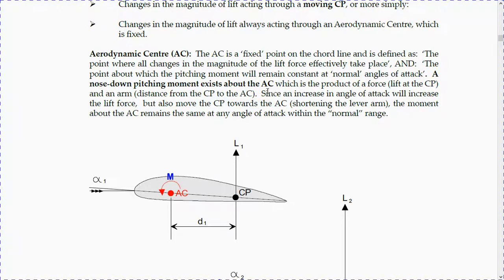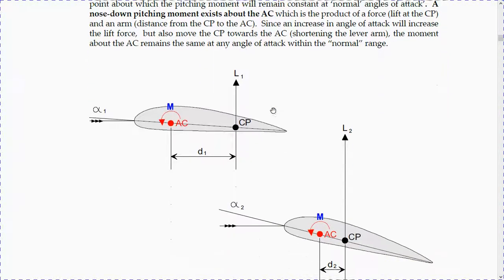Since an increase in angle of attack will increase the lift force, but also move the center of pressure towards the aerodynamic center, shortening the lever arm, the moment about the aerodynamic center remains the same at any angle of attack within the normal range.